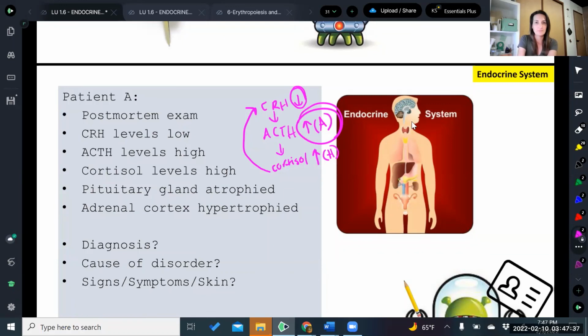Okay. So definitely expect a question or two like the homework packet question, similar to this type of question as well. Right? Always have that in the back of your mind when you're looking at the levels and you're told something about atrophy and hypertrophy of glands, that maybe you're looking for hormone replacement in that type of scenario. And then you have to narrow down what hormone is being replaced. Okay.